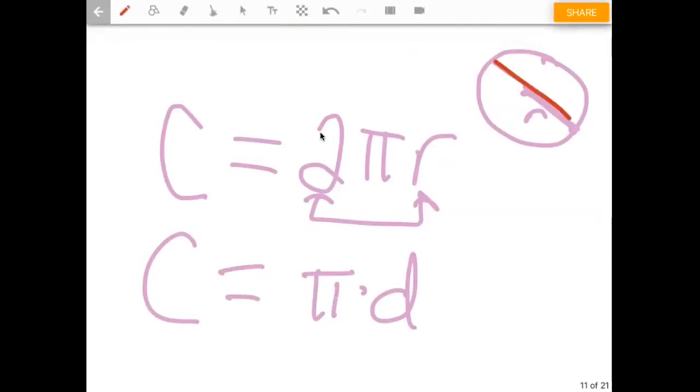So diameter would be all the way across. So 2 radiuses make a diameter. That's why either of these formulas work.